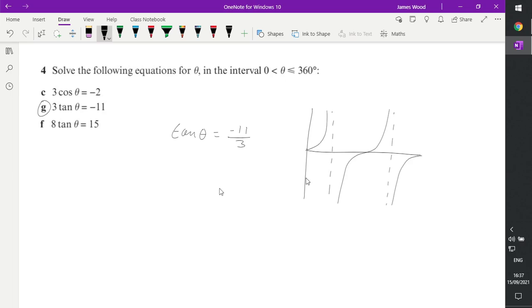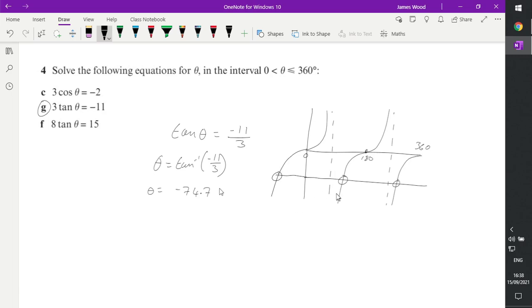Now minus 11 over 3, that's somewhere down here. So it looks like we're going to get two solutions between 0 and 360. So to find theta, I'm going to do inverse tan of minus 11 over 3, which gives me minus 74.7. Now again, that's not on our graph, that's going to be down here somewhere. Okay, presumably it's this solution here.